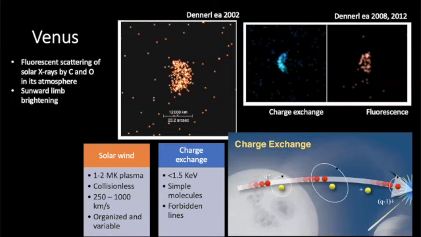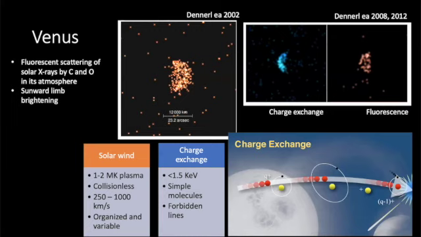So charge exchange: I mentioned before that the sun emits both X-rays and highly charged ions in the solar wind. And the solar wind is a plasma that originates from an environment between 1 and 2 megakelvins, a million Kelvin, in the corona. It's a collisionless plasma that expands through the solar system at about 250 to 1,000 kilometers per second. And remember the highly variable timescales correlated to the sun.